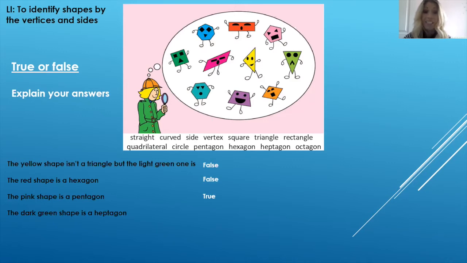The dark green shape is a heptagon. That's false. A heptagon has 7 sides and the square only has 4. There is only one square in these shapes. True, it's one green square. And there are no circles on this picture. That's true. All of these shapes have straight edges and a circle has one curved all the way round. Well done.